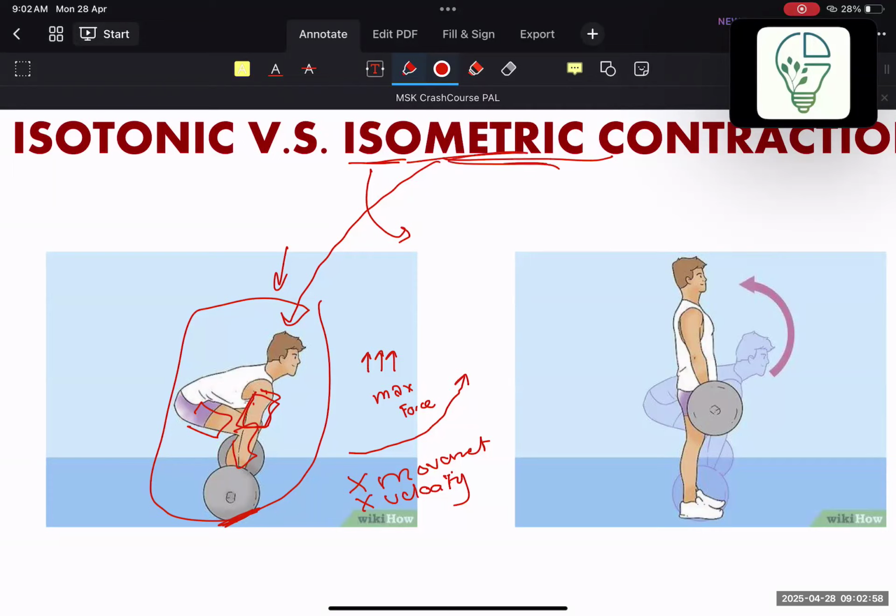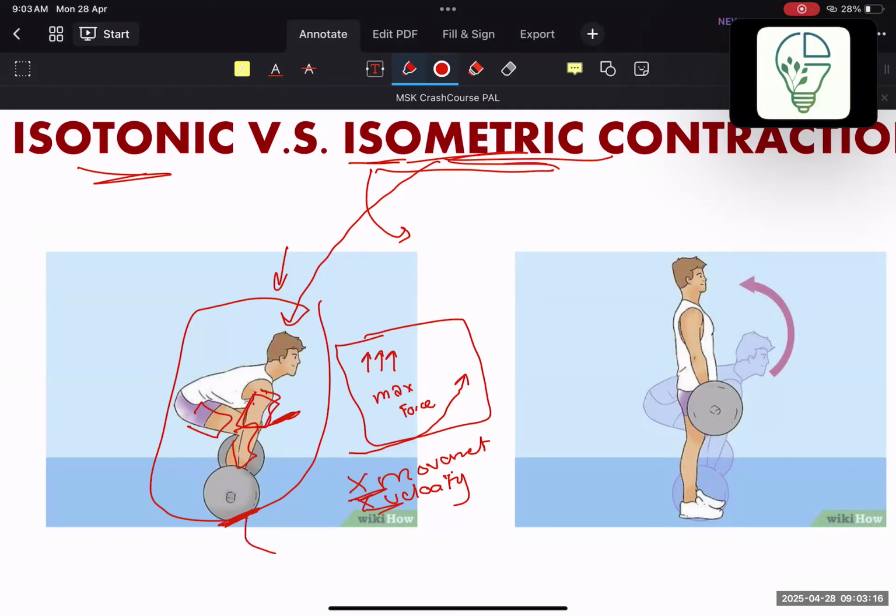In both isometric contraction and isotonic contractions, your muscles are contracting. However, in this case, you're not producing any movement. Your muscles are not shortening, so they're isometric. Instead, you're trying to maximize the force that you're producing. And your movement will be zero, your velocity will be zero.